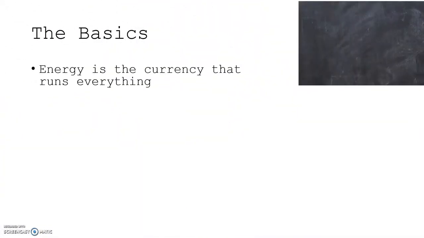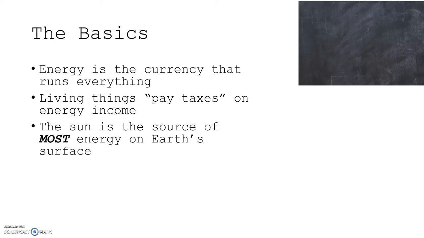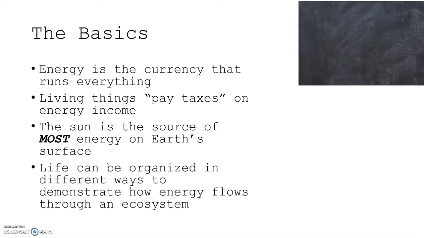Start with the basics. Energy is the currency that runs everything. So living things have to pay taxes, that's our analogy, on energy income. The sun is the source of most of the energy on Earth's surface. And life can be organized into different ways to demonstrate how energy flows through an ecosystem. So we'll visit all of these things in a little more detail.